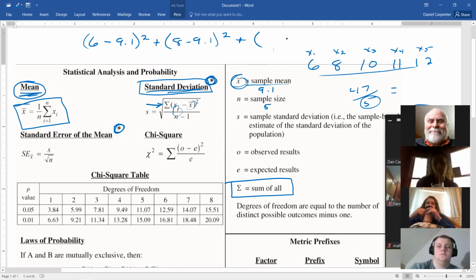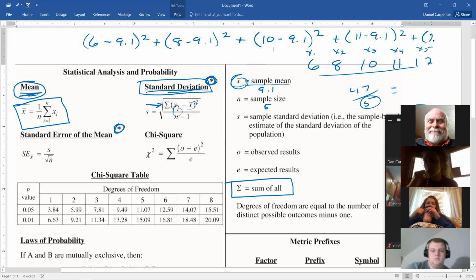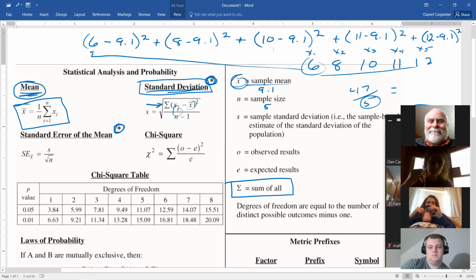So x3 would be the third number, 10 minus the average, 9.1 squared. And then the fourth number would be 11 minus 9.1 squared plus 12 minus 9.1 squared. And basically, we just took this number, stuck it in there, this number, stuck it there. I'd have too much clutter if I keep doing that. You get the trend, I hope. If you have questions, ask. So we do all this.